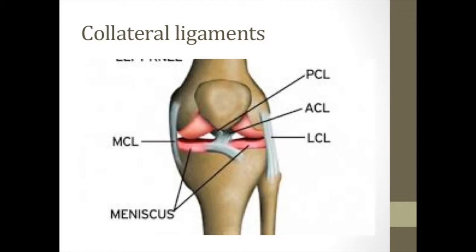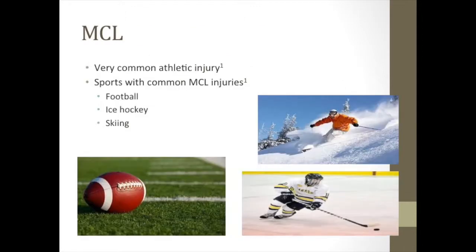The medial collateral ligament is thought of just as a thickening of the knee capsule, and it runs from the medial epicondyle to just below the pes anserine, and it is thought to have a superficial portion and a deep portion. And then the lateral collateral ligament runs from the lateral epicondyle down to the fibular head. So the first thing we're going to talk about is the MCL.